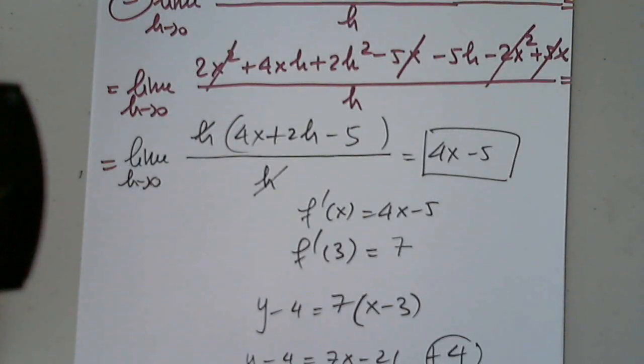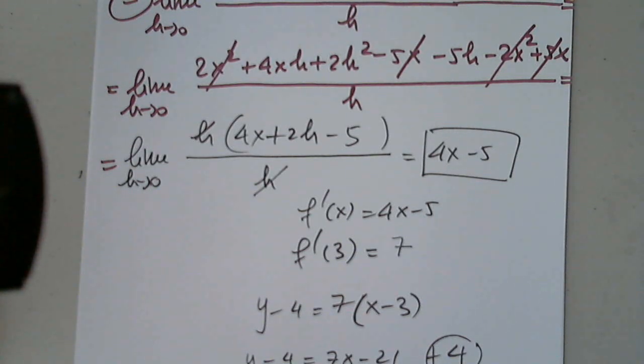So it says, let's read it together. Find an equation of the tangent line to the curve at the given point. Okay, so that's the curve and that's the given point. This is the curve, and this is the given point. So a tangent line to the curve y, at the given point 3, 4. Is that okay? Yes. Perfect.